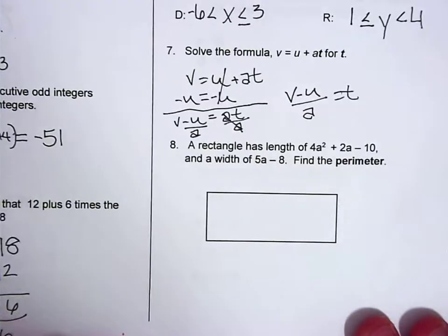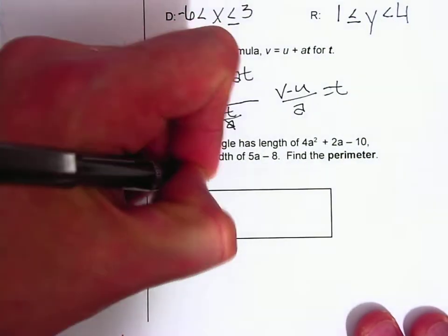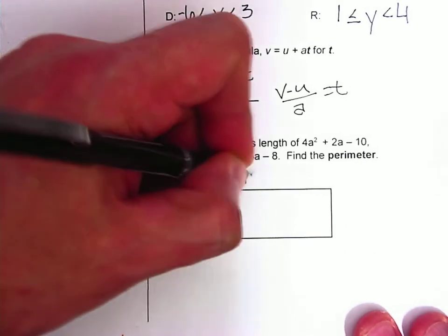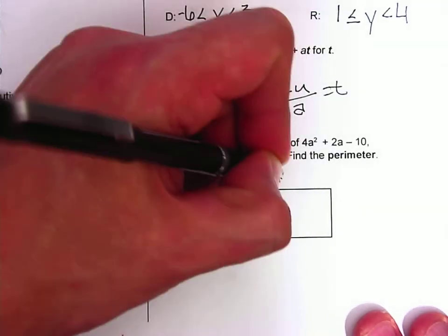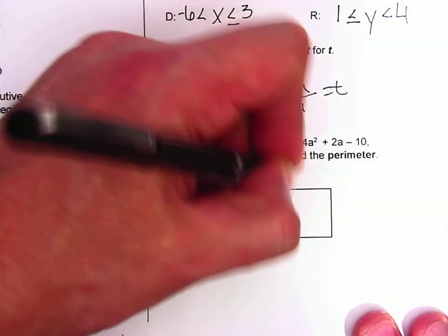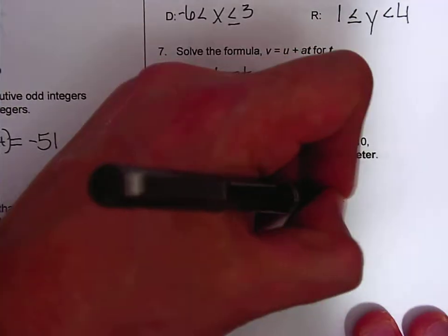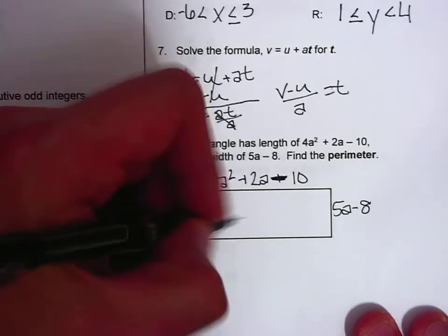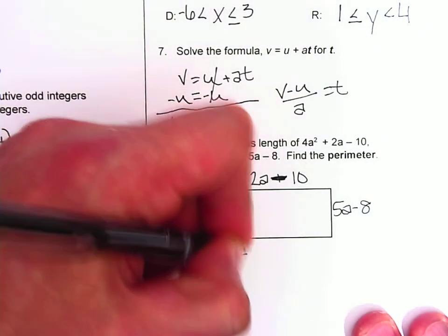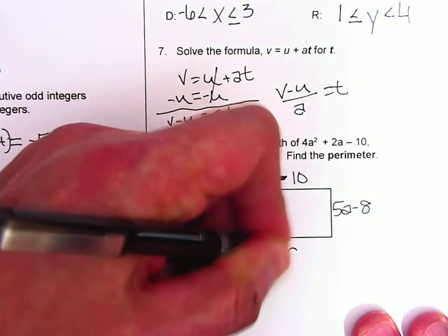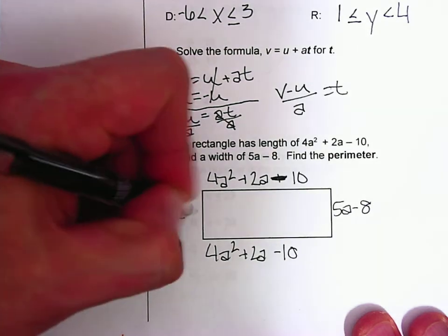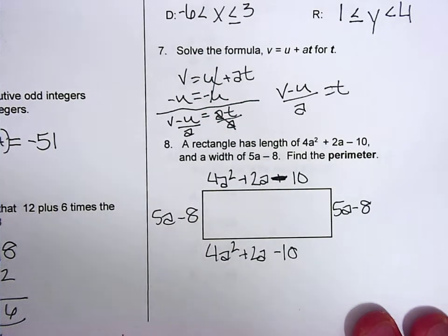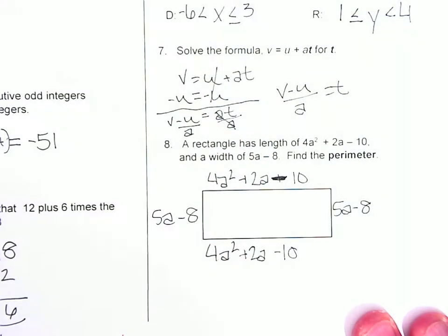Number 8. The rectangle has a length of 4a squared plus 2a minus 10, and a width of 5a minus 8. We know that the opposite sides of a rectangle are congruent, so the bottom has the same as the top, and the left has the same as the right. Then we'll also find the perimeter, so I'm going to go ahead and add all the like terms.